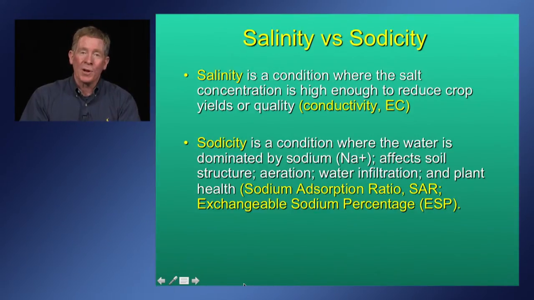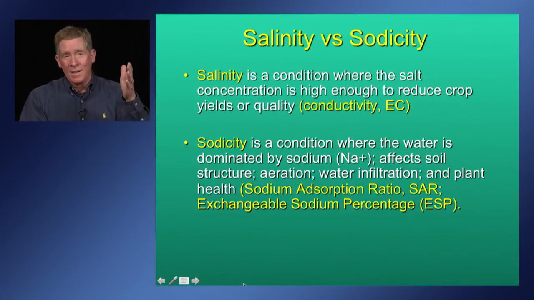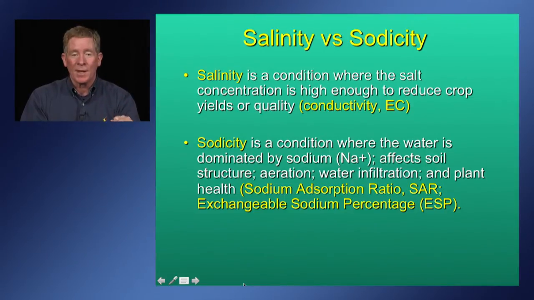The water quality parameter that is associated with sodicity is called SAR, or the sodium adsorption ratio. It's basically the ratio of sodium over the square root of the calcium plus magnesium. That's somewhat similar to the exchangeable sodium percentage, which is more of the soil term for sodicity. That deals with the percentage of sodium occupying the cation exchange capacity of the soil.